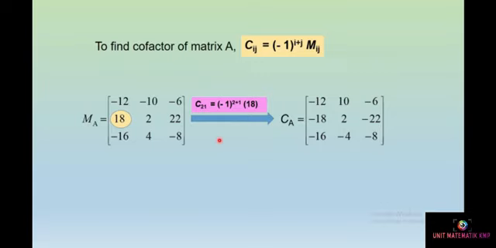So apply the same way for the next element. Then we have 2, and for the element of row 2, column 3, we will get the cofactor of negative 22. Next, for the element of third row and first column, the cofactor is negative 16. And for the element of row 3 and column 2, the cofactor will be negative 4, and the last cofactor is negative 8.